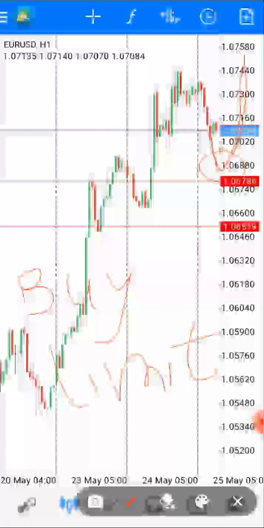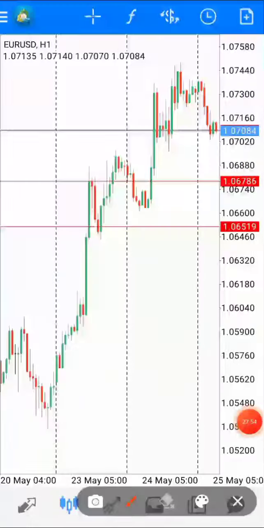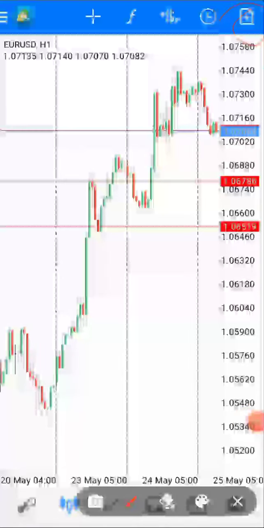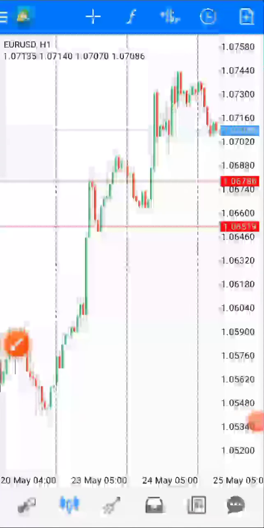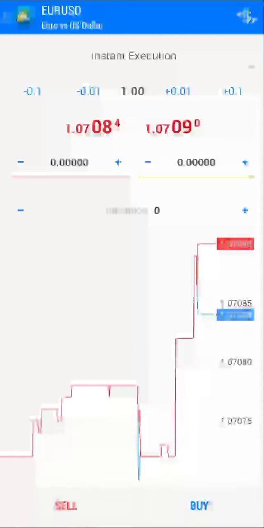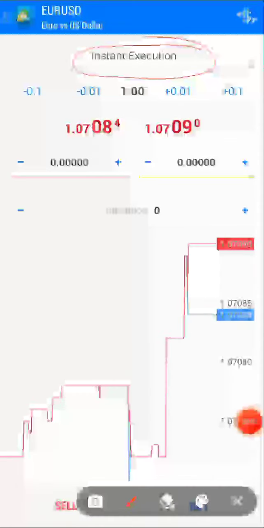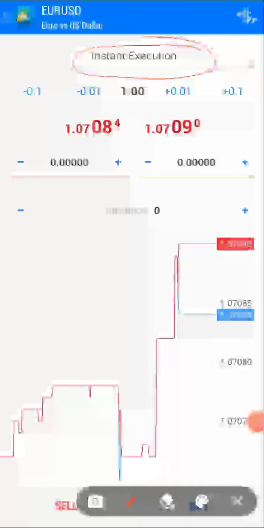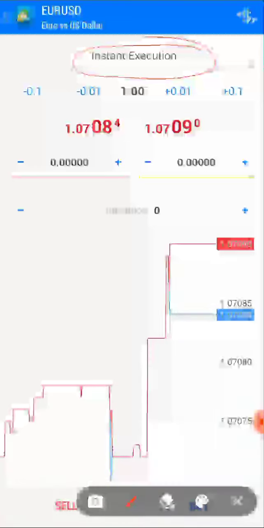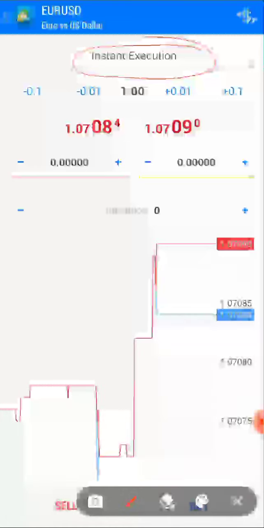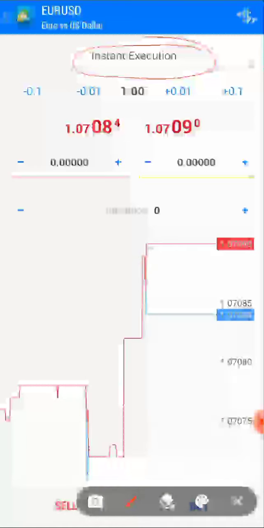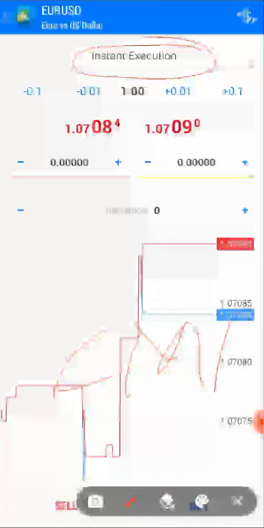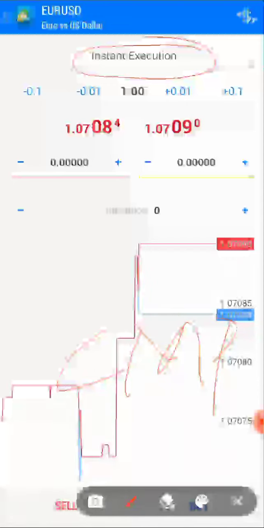So let us go and place a buy limit order. We're just going to touch here, or you go to the quotes and click on new order, whatever way is good for you. Now, as you can see, instant execution here. Instant execution means you want to place the trade right now at this point in time. When you say buy at CMP, current market price, that is when you use instant execution.